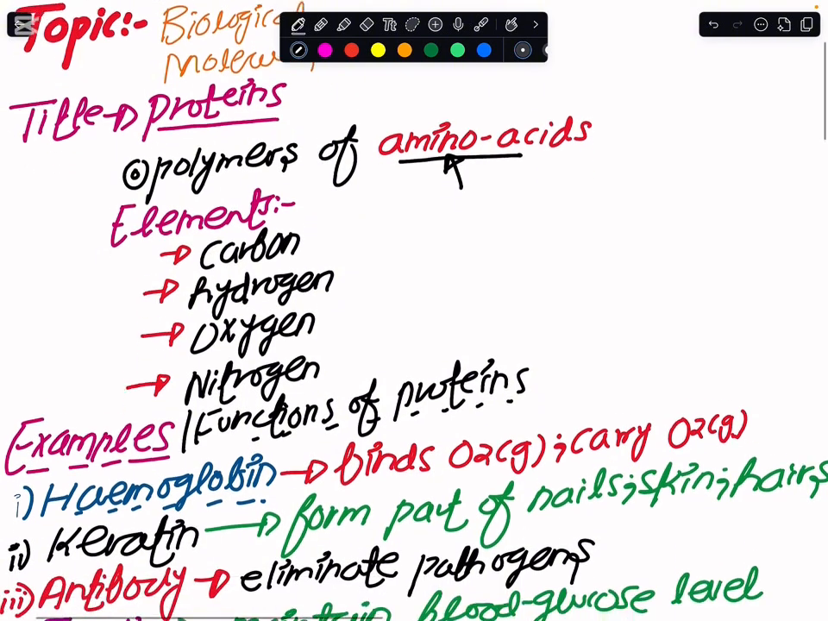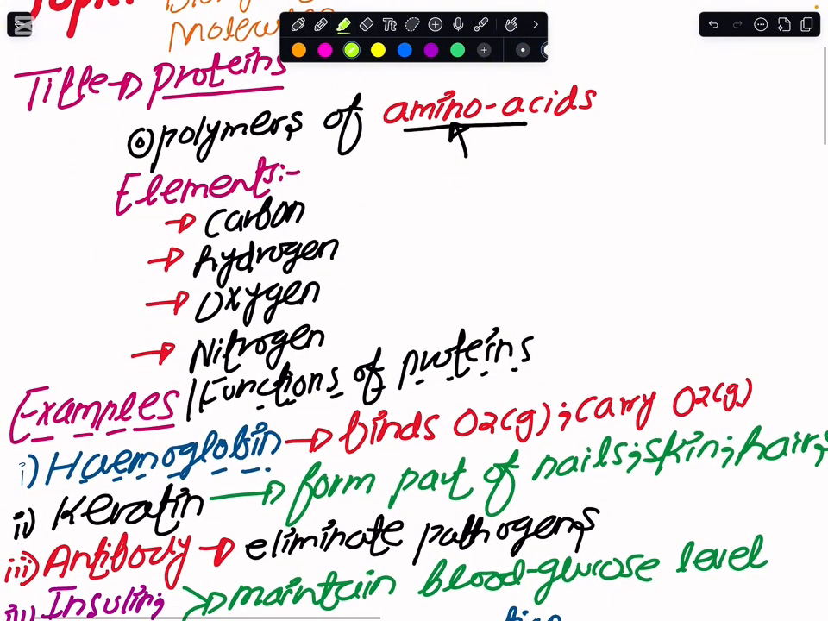Now we must know what elements we need in order to make these proteins. So we need carbon, we need hydrogen, we need oxygen, and in addition to these three elements that I have written for you, we need a fourth element, and this fourth element is nitrogen. So nitrogen is something different which comes into the protein.